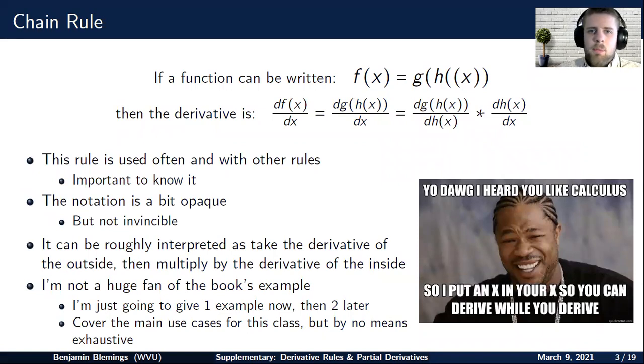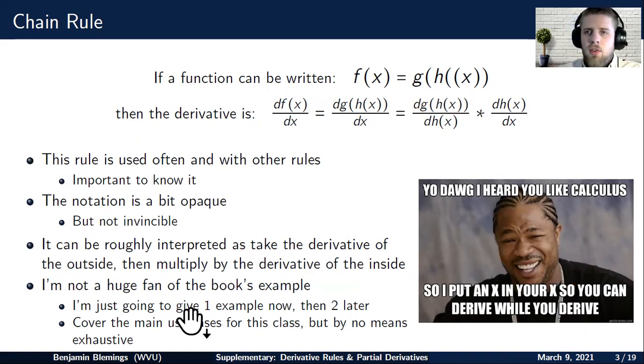So first, the chain rule. If a function can be written f of x equals g of h of x, then the derivative of that is the derivative with respect to h of x. It's this kind of ugly notation. This rule is used often, and it's used with the other rules as well. It's really important that you know it, even though the notation is a little bit opaque. It can be roughly interpreted as you take the derivative of the outside and then you just multiply by the derivative of the inside.